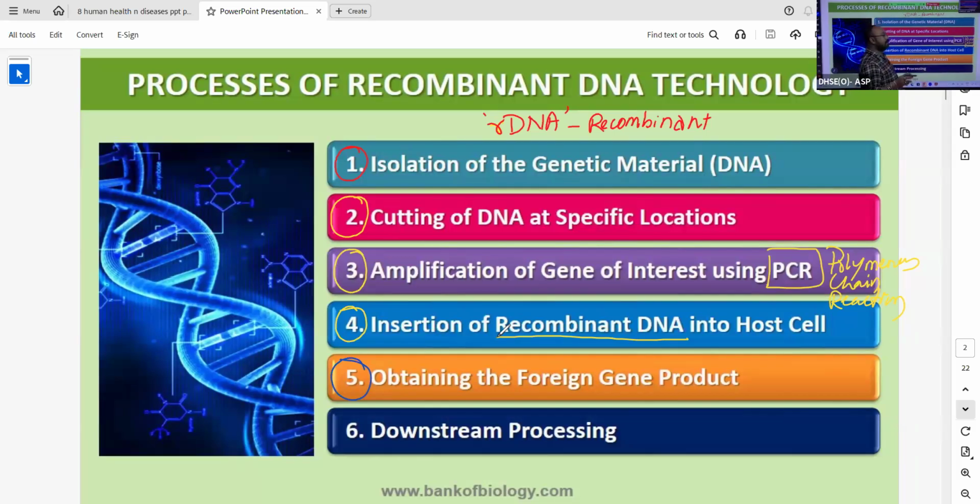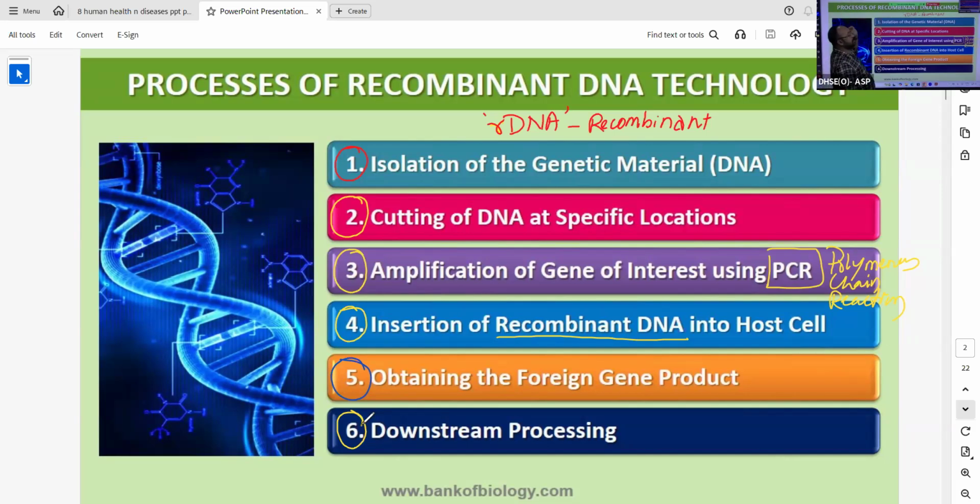Why? Because the definition of biotechnology is the use of the cell or its components or its products. That is referred to as biotechnology, so the same thing is here. Then finally, we need to obtain the product. The process of obtaining it is referred to as downstream processing. So these are the steps, these are the objectives.